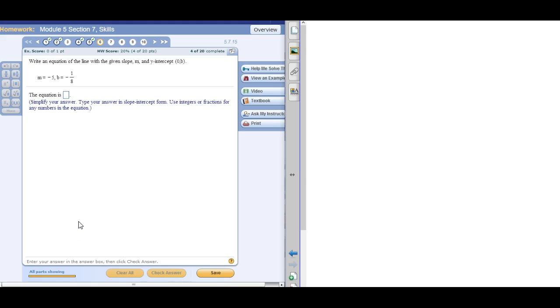Alright, for the second part of section 7, we are writing equations from the information that we have. So we want an equation line in this form, slope-intercept form. It tells us right here that we want a slope-intercept form. And remember, slope-intercept form is y equals mx plus b, and they're telling us what m and b are here. So in that case, we just simply plug in.